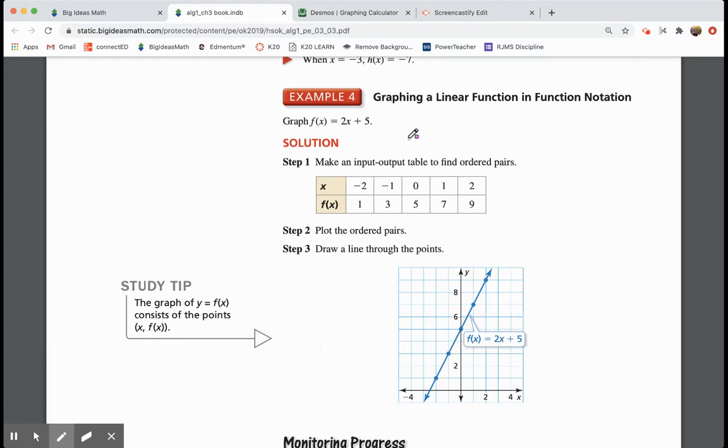What you're going to want to do is make a table. So they made a table this way. I honestly think it will be easier on us to do our tables like this. X here, y, or f of x here. And then your rule goes in the middle. So on this problem in the middle, I would have 2x plus 5.